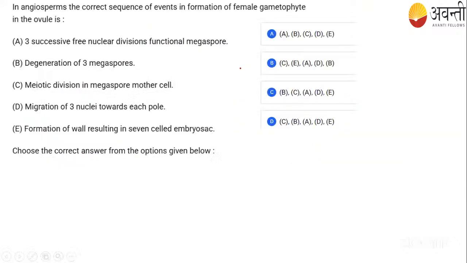Second question. In the angiosperm, what is the correct sequence of events of megasporogenesis, or the formation of the female gametophyte, in the ovule? You all know that in the ovule, the female gametophyte will be there. That is the embryo sac, right? How is the embryo sac going to be developed? Now the steps are given. You have to put them in a sequence. Kindly go to megasporogenesis, not the micro.